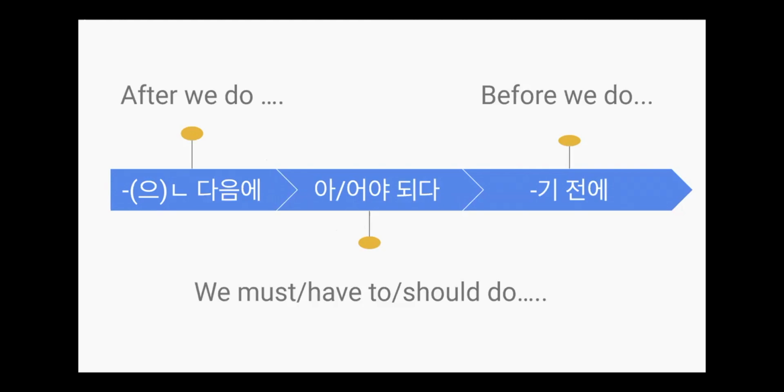So these were the three grammar structures we learned, right? So the first one is after we do, ㄴ or 은 다음에. The second one we learned was 기 전에, which is before we do. And then the last one we learned was 아 and 어야 돼요, or 어야 되다. This means we must or have to or should do. Let's try using this in sentences.